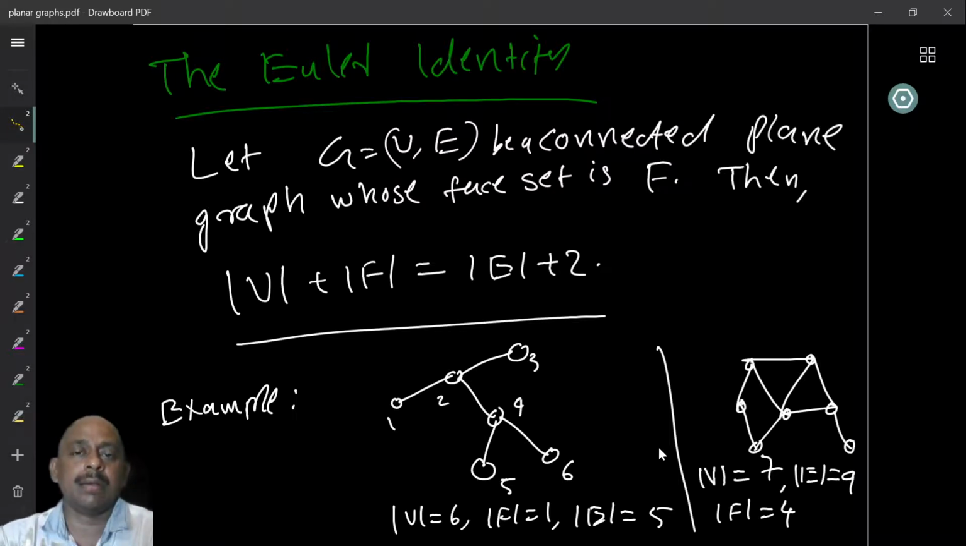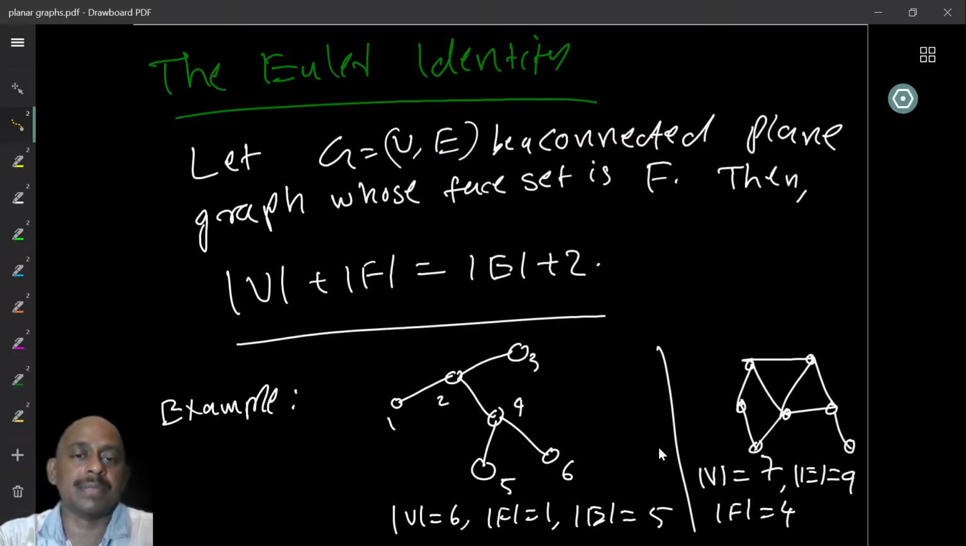So let G be a connected plane graph. Okay? Plane graph means that it comes with an embedding, because without the embedding, you cannot talk about the set of faces. So we talk about a plane graph when you have a planar graph with a fixed embedding. So let G be a connected plane graph.